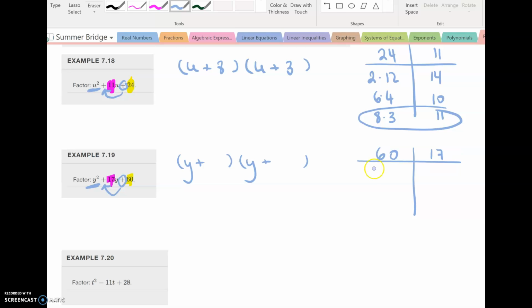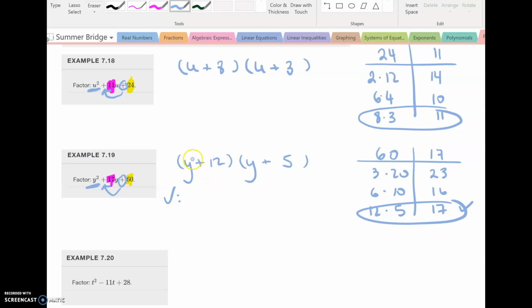So, multiples of 60. So for example, 3 times 20. Well, that's going to be 23. That's not going to work. What about 6 times 10? Okay, that's going to give us 16. So we're close, but we're not there yet. What about 12 times 5? Well, if we do 12 times 5, that's 60. 12 plus 5 is indeed 17. So here is our answer. We're going to have plus 12, plus 5, and the order here doesn't matter. You're still going to end up with the same thing.